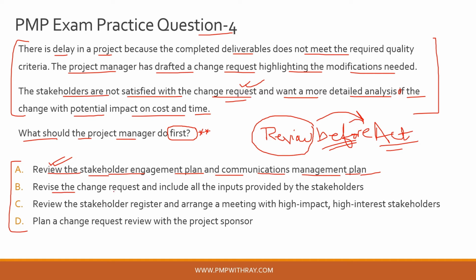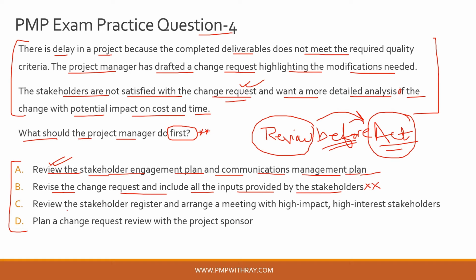Option B, revise the change request and include all the inputs provided by the stakeholders. This is incorrect. Why? Because it is jumping directly into the action part of the framework. You are not reviewing whatever documents and project artifacts you have, to make sure that you take an action which is efficient and effective as well. You are jumping a step, going directly into action. So that is why option B is incorrect.